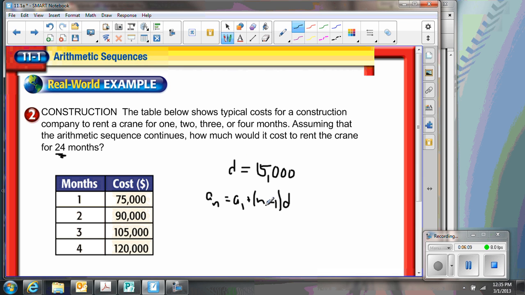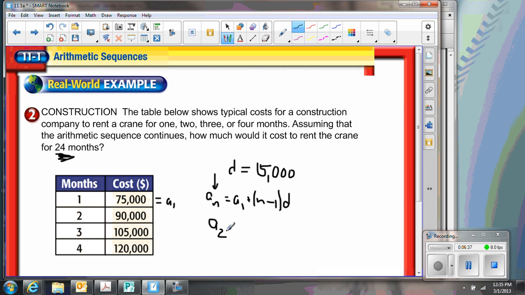I already know d is 15,000. So now the question is, what are all the other variables? Well, a sub 1 represents the first term, and in this case, it represents the cost after month 1. So that would mean 75,000 has to represent a sub 1. N represents the number I'm looking for. I want to know how much this is going to cost me after 24 months. So the n becomes 24. And now I start to plug everything in.